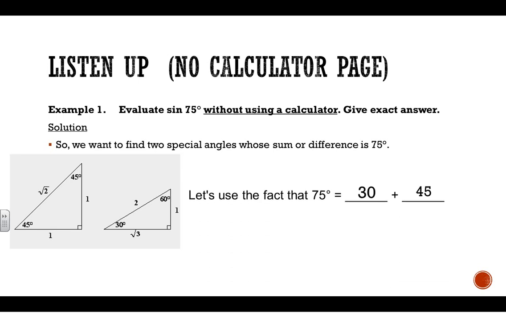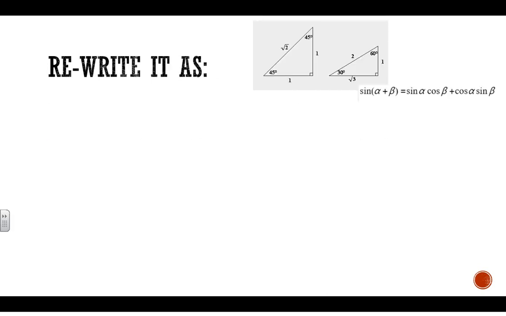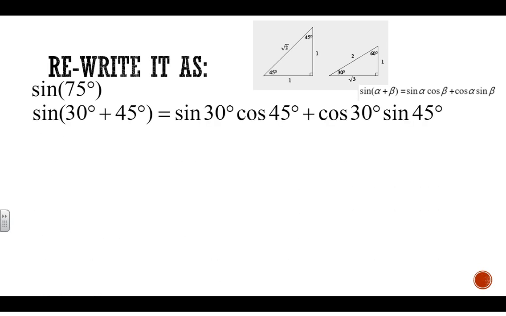So we know that 75 is 30 plus 45. Again, we're trying to use the values from the unit circle. You could probably do 135 minus 60, but that would not be a sum one, and I wouldn't do it that way. So we're going to rewrite it as 30 plus 45. We're calling this alpha and this beta, so alpha is 30, beta is 45. We're just plugging it in.